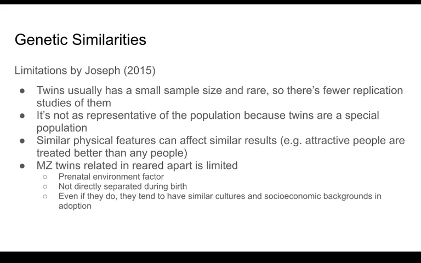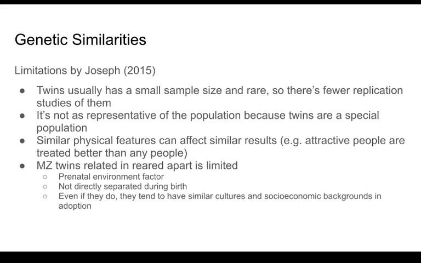Furthermore, similar physical features can also affect similar results. So if both of the twins are physically attractive, then they would tend to be treated better than other people. So their environmental influence would still be quite similar in the end. So it's going to be hard to distinguish whether it's actually a gene thing or an environmental thing.